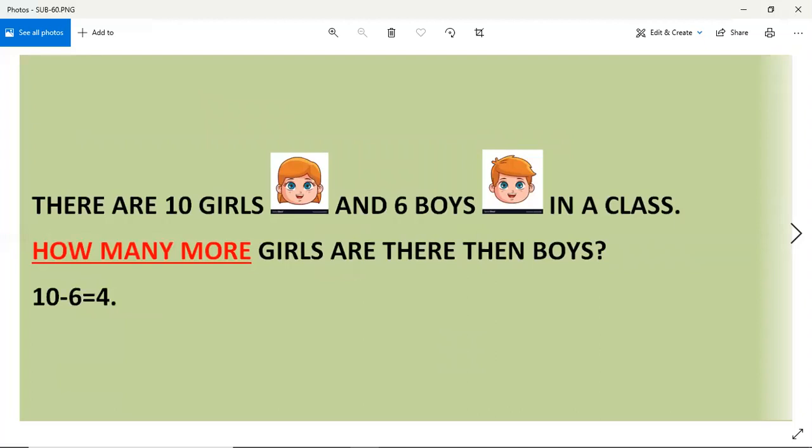There are 10 girls and 6 boys in a class. How many more girls are there than boys? कितनी girls हैं? 10. Boys कितने हैं? 6. How many more? How many more is your signal word. कितनी girls बॉयज के कंपैरिजन में ज्यादा हैं. So 10 minus 6 equals 4. So your signal word is how many more.